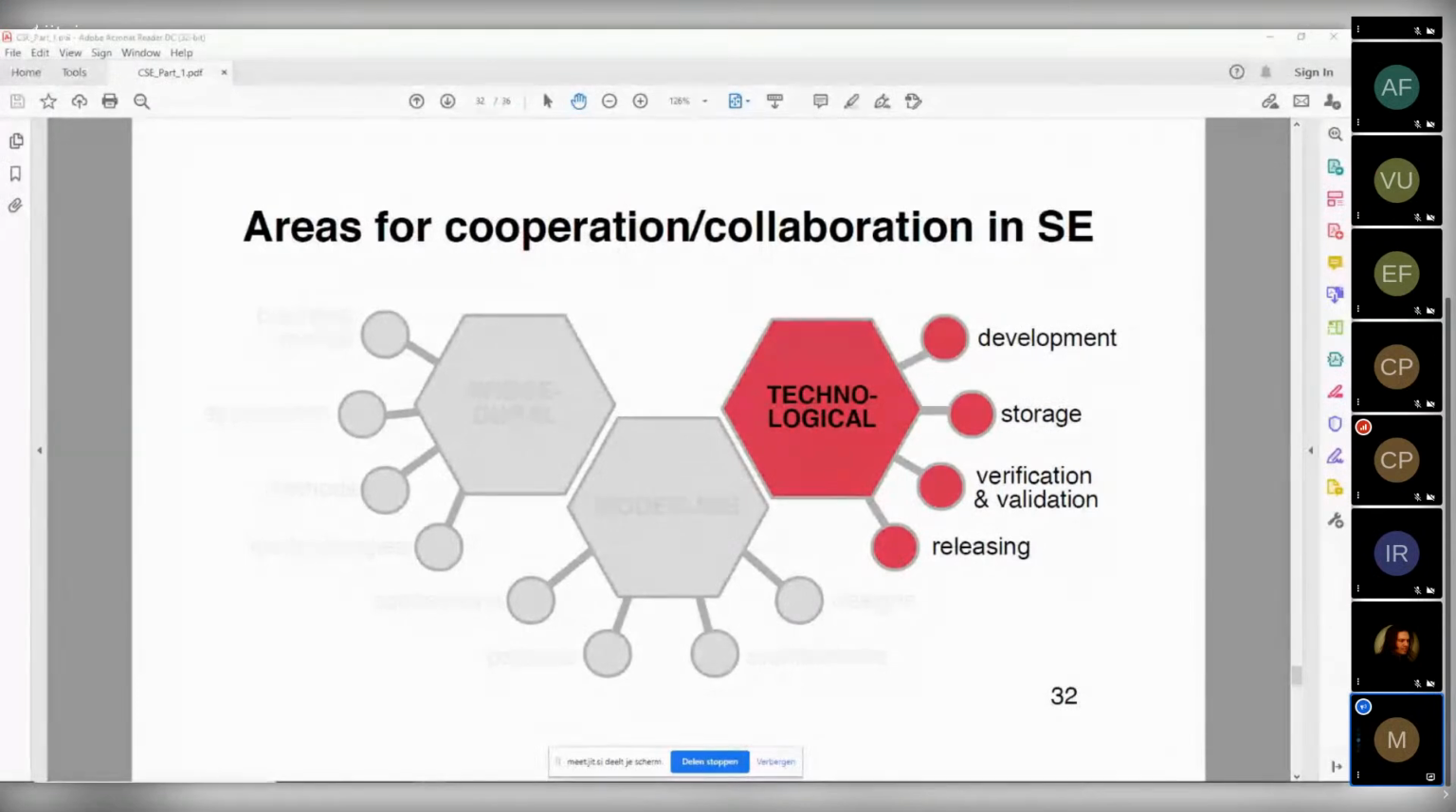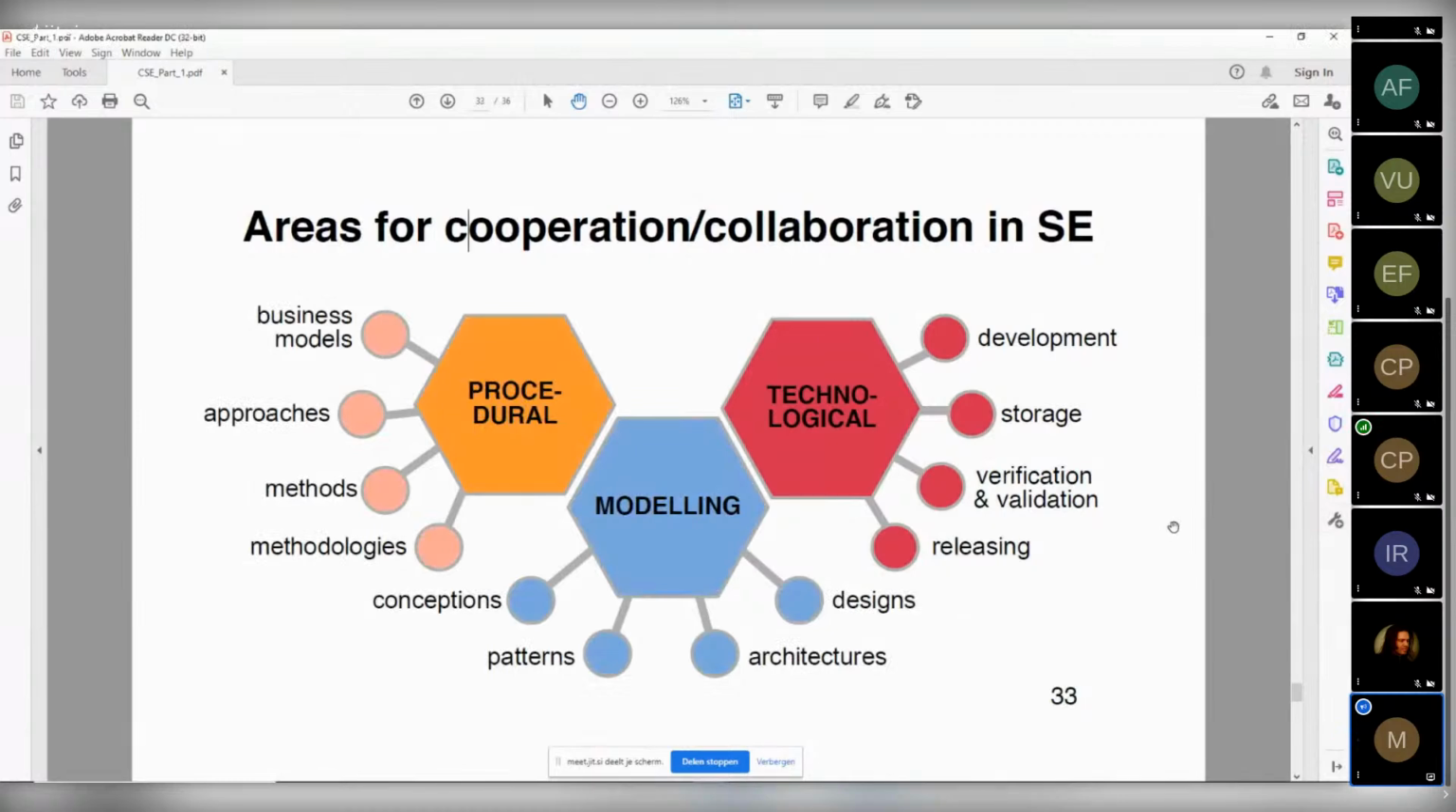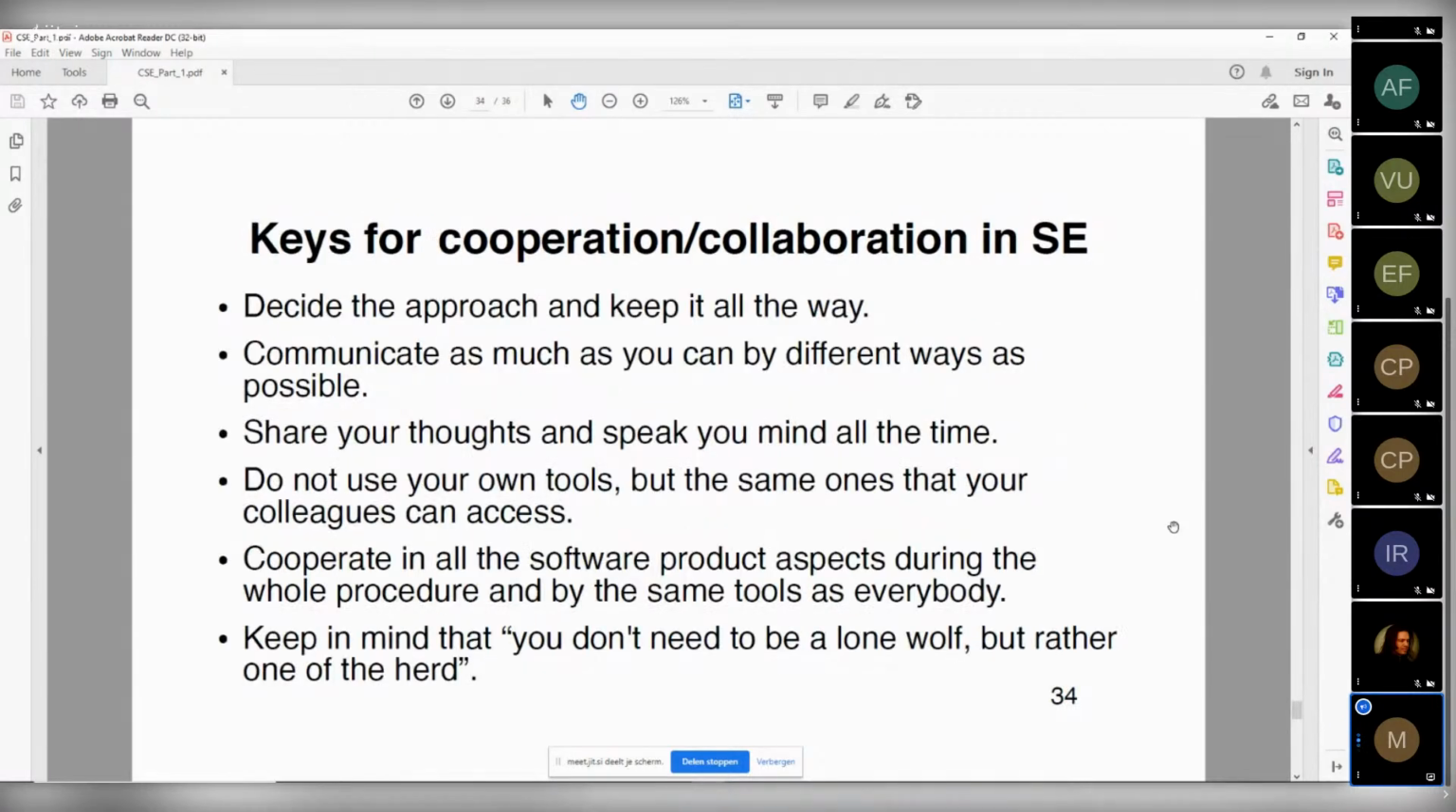I try to put the slide on myself here, and I think he talked about those 4 areas of cooperation, and also about the keys for cooperation and collaboration. Decide the approach and keep it all the way. Communicate as much as you can by different ways as possible. Share your thoughts and speak your mind all the time. Do not use your own tools, but the same ones that your colleagues can access. Cooperate in all the software product aspects during the whole procedure, and by the same tools as everybody.